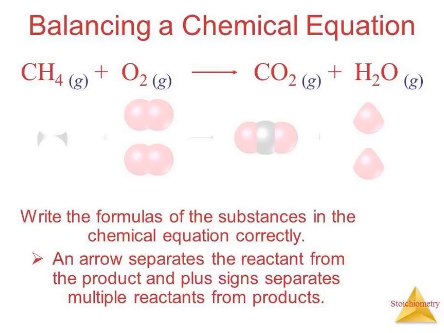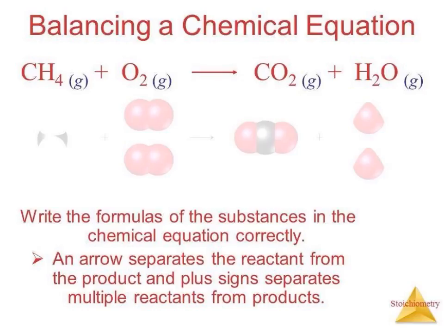Since the law of conservation of mass states that no atoms can be created or destroyed in a chemical reaction, the number of atoms present on the reactant side has to balance the number of atoms present on the product side. Thus, there is a need for us to balance a chemical equation for any chemical reaction.